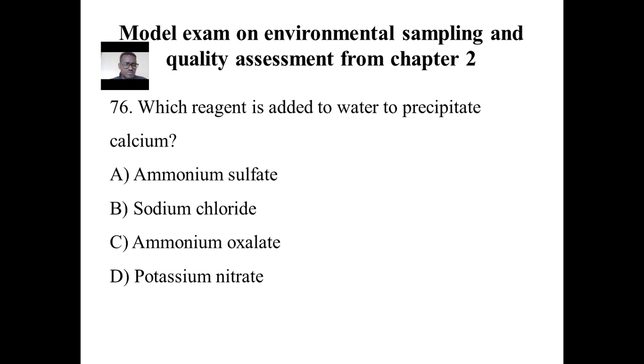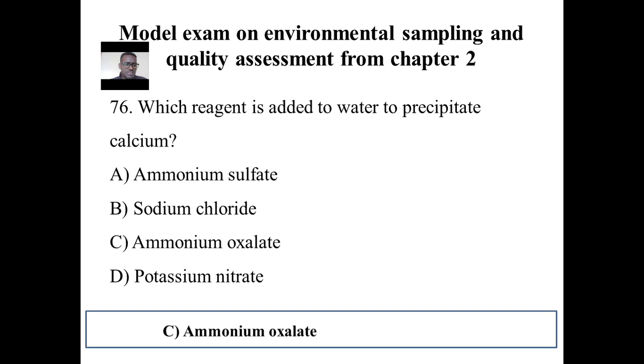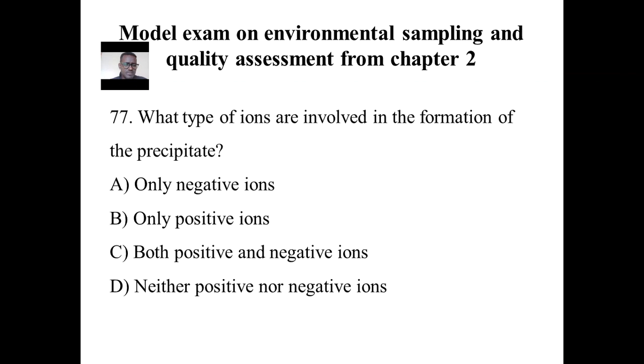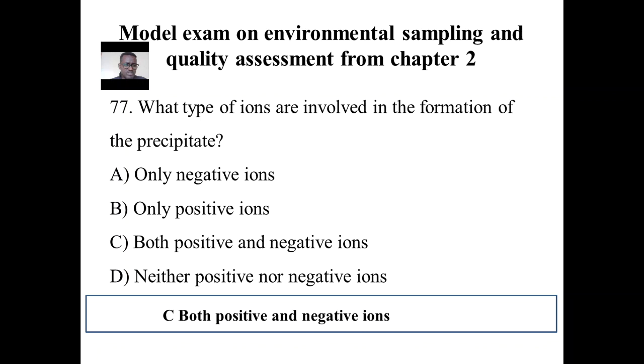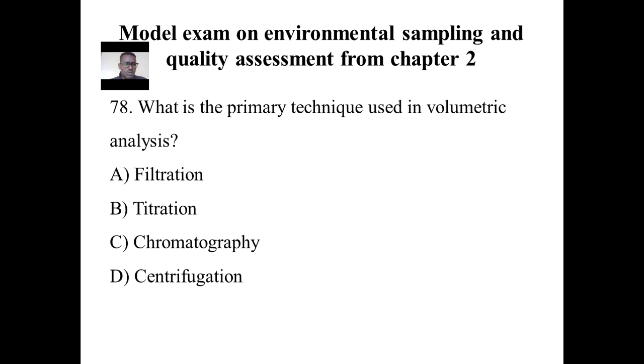Precipitation method. Which reagent is added to water to precipitate calcium? Yes, ammonium oxalate. What types of ions are involved in the formation of a precipitate? Both positive and negative. What is the primary technique used in volumetric analysis?